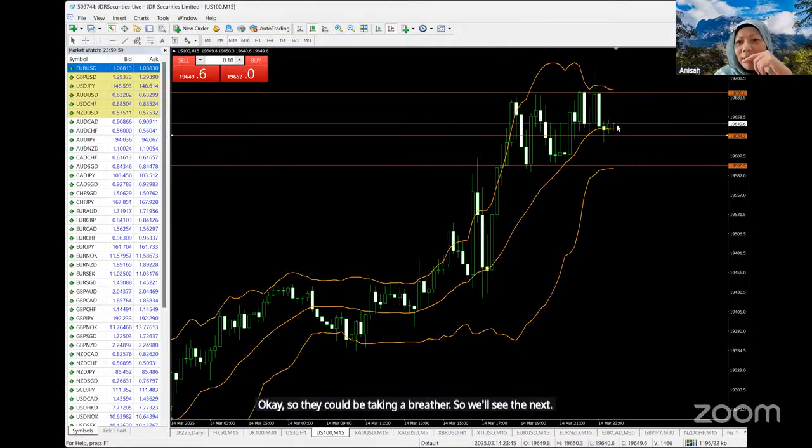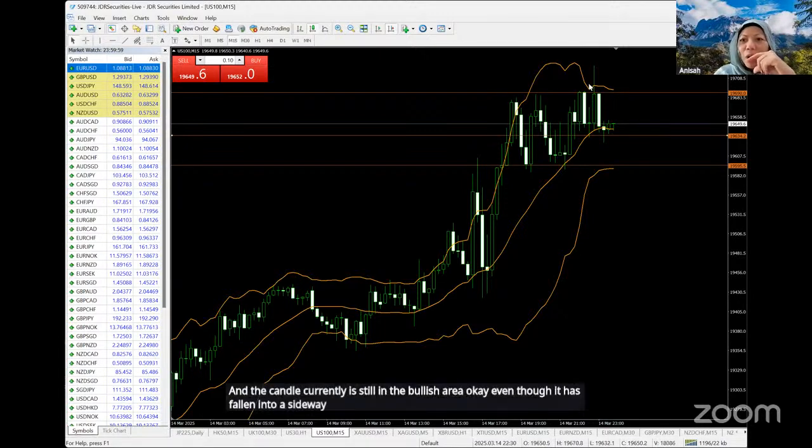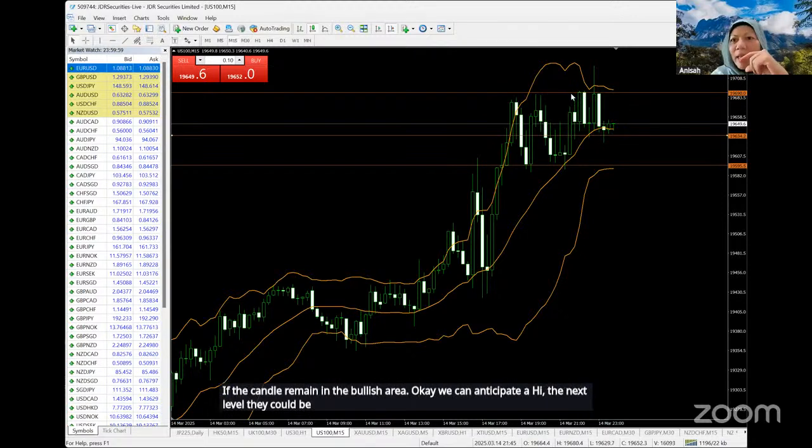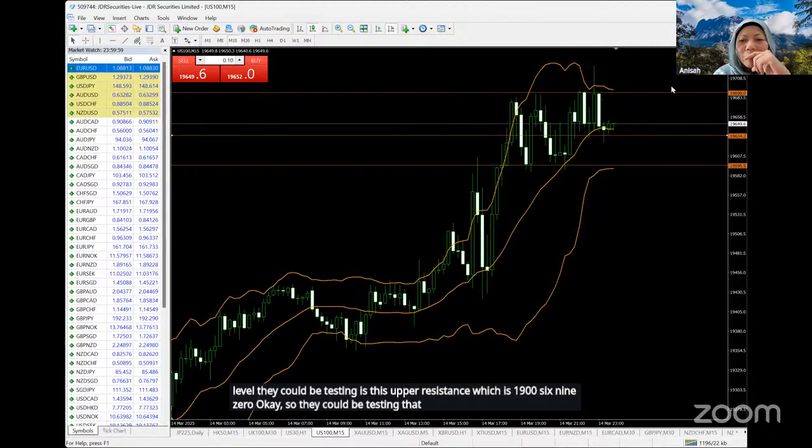The candle currently is still in the bullish area, even though it has fallen into sideways. The Bollinger Band has narrowed a little here. It could get a little bit tighter before it reverses. If the candle remains in the bullish area, we can anticipate a higher high. The next level they could be testing is this upper resistance, which is 19,690. So they could be testing that.